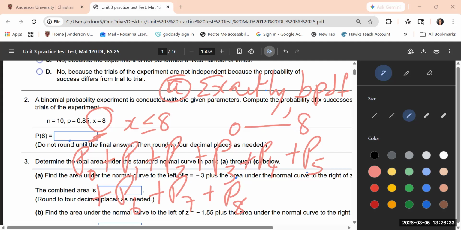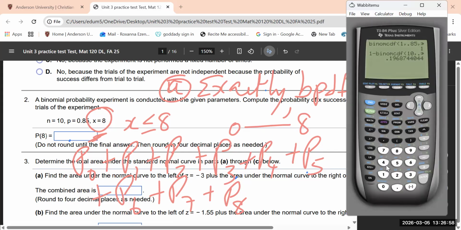Anyway, the important thing is that I have to accumulate. So right now, I'll pick up my calculator. Now that I know what I'm going to do, I will find P8, subtract P4. Because when I do that, I have found P5 plus P6 plus P7 plus P8. Okay, so in other words, I'm going to be using binomial CDF. So binomial CDF for 8.